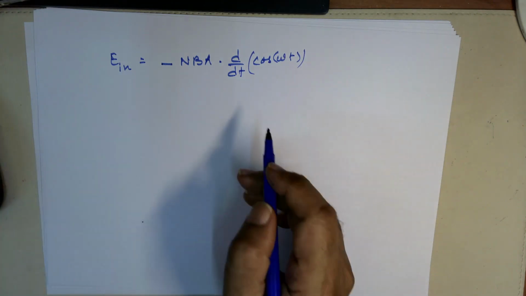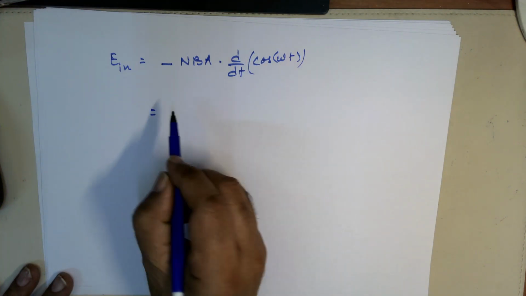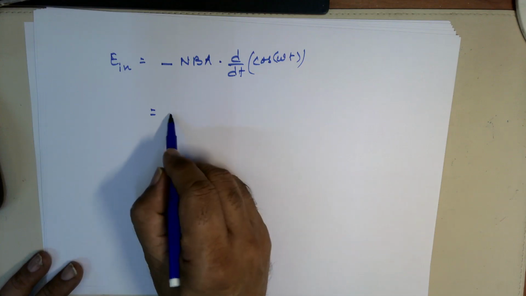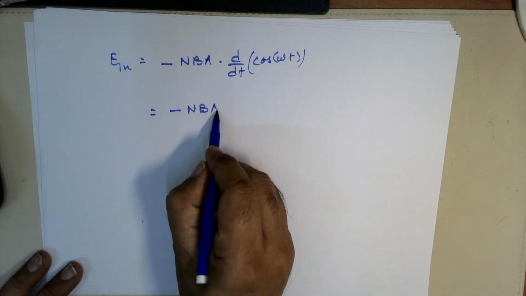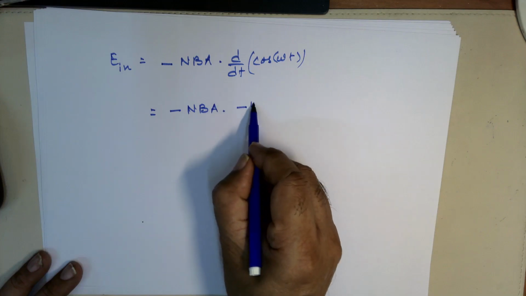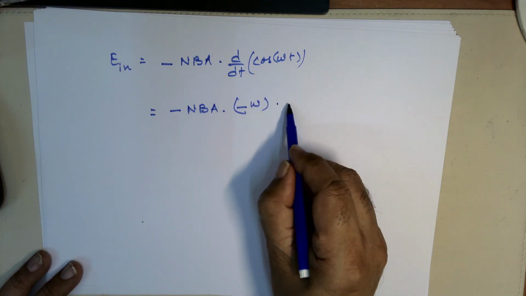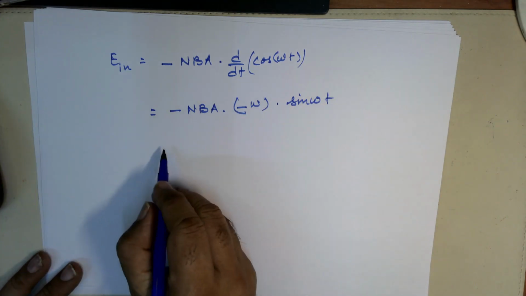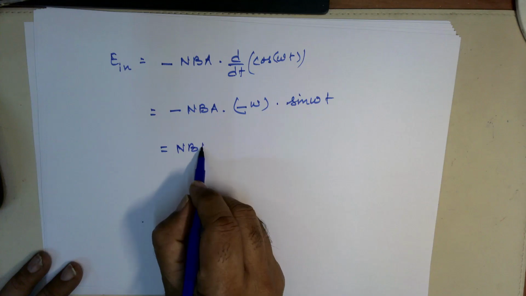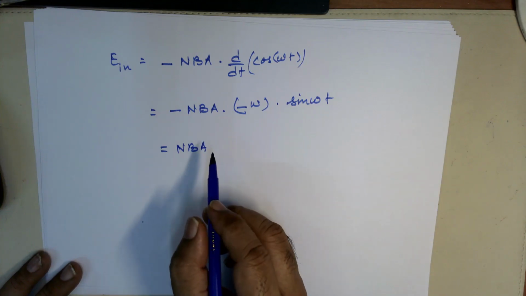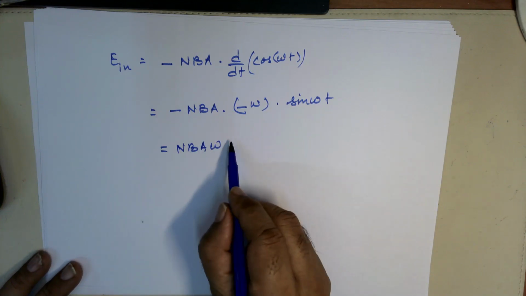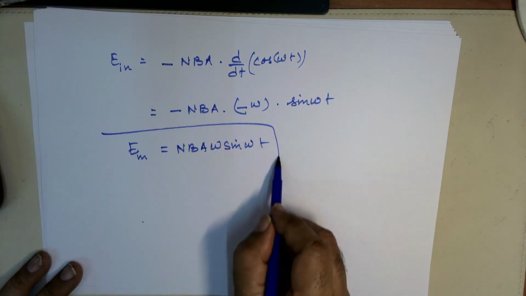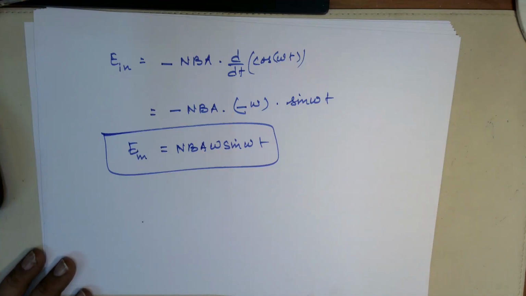Now, what is the differentiation of cos omega t? It becomes minus sin omega t. So minus N B A, and omega comes in the front, minus omega into sin omega t. Do you understand this? So minus of minus is plus, therefore N B A omega sin omega t. Do you understand now? So this is the induced EMF.